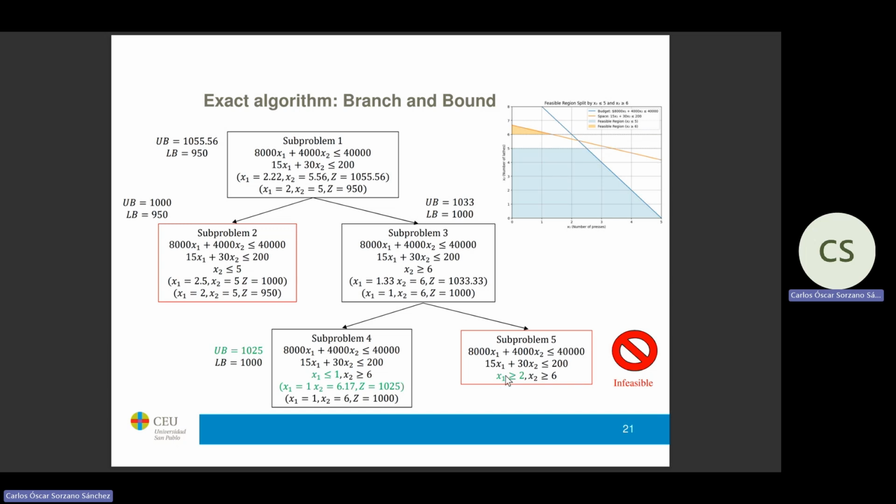And for this one, x1 larger than 2, x2 larger than 6. Let's look, we're in this branch coming from here. So x1 larger than 2, and x1 smaller than 1.3 from before, then it's not feasible. So this one we don't even have to solve. We see here that it is not feasible. So the only one that we have to solve is this one, and we already have the upper bound and the lower bound. So we update the upper bound, and now it becomes 1,025.